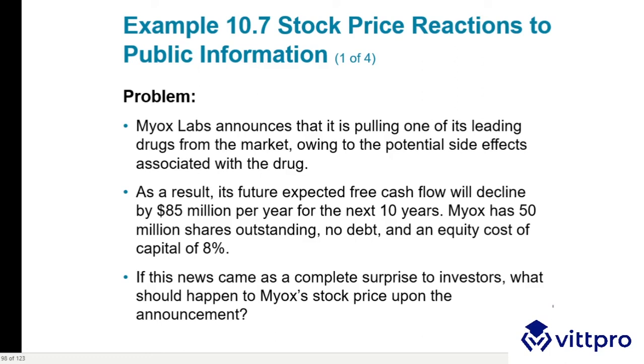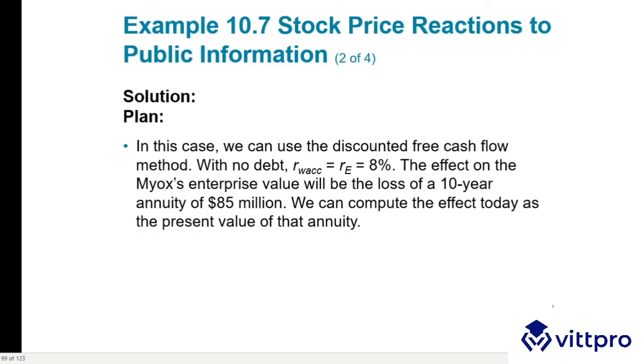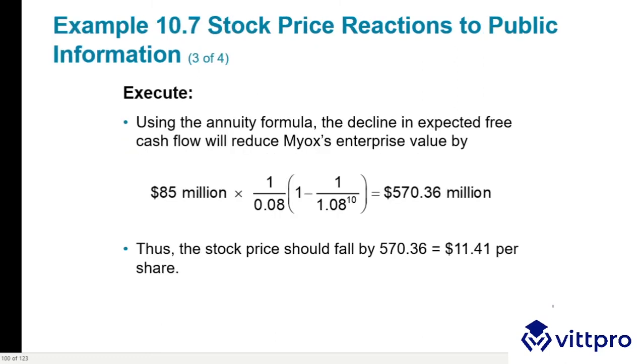If the news comes out as a complete surprise to investors, what would happen? What would be the impact on the Myox stock price? So how would you calculate? You would look at the present value of $85 million for the next 10 years at 8%, divide by the 50 million shares, and then you will know how much the stock price should fall immediately after the news comes out in the market. So you will calculate that. That will become $576 million, or $11 per share. Right? So it means the company's stock will fall by $11 per share immediately.